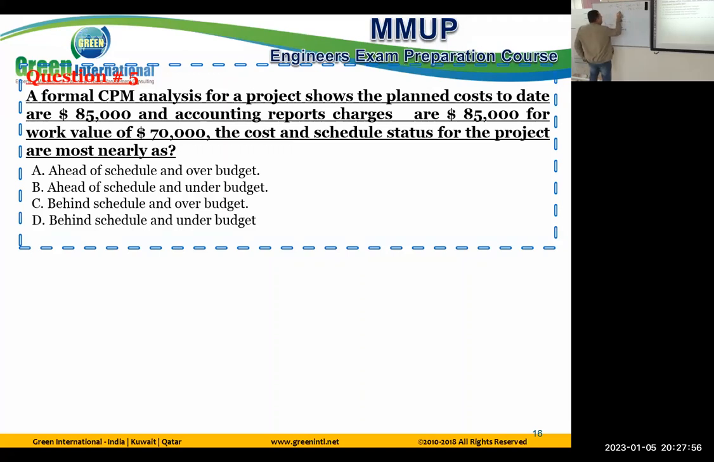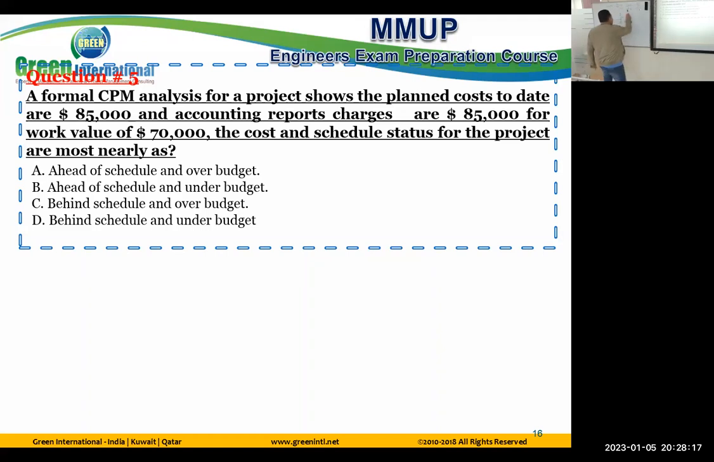So equal to 1, you are as planned. More than 1, for sure, 100%, you are ahead. Less than 1, you are behind. Let us go for the second part.